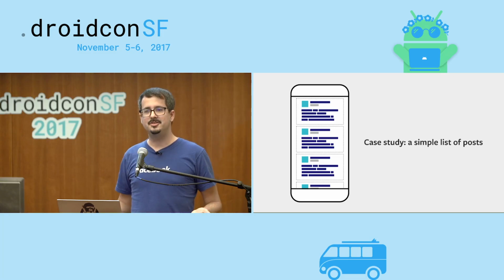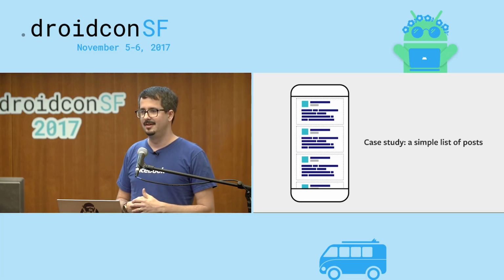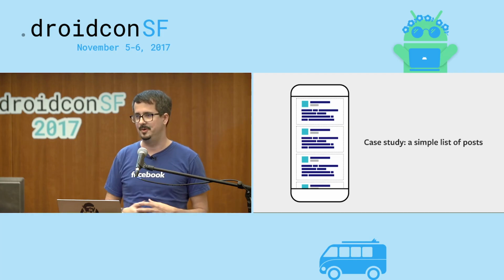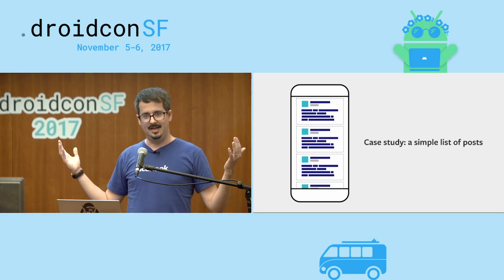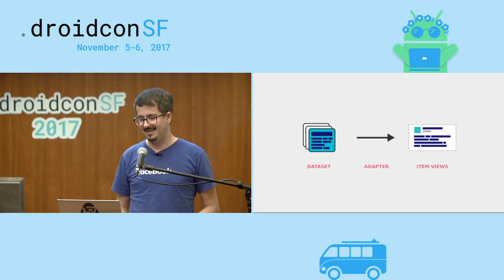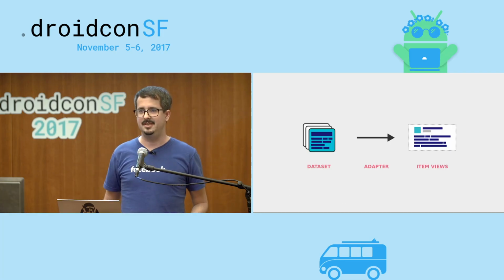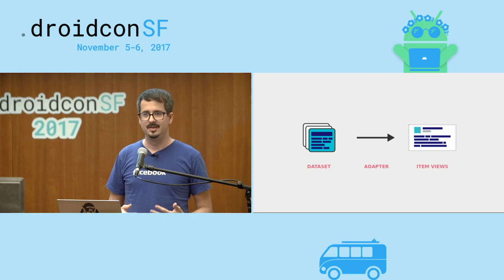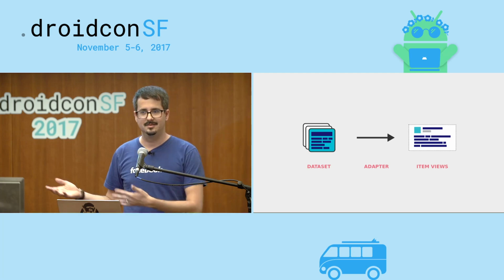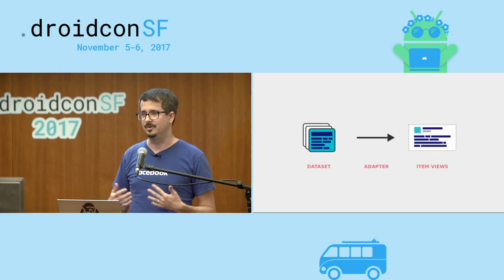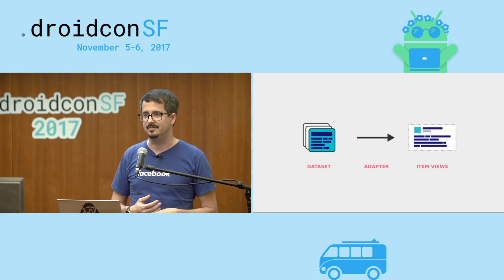So let's imagine that you got tasked to implement this very cool social app that shows a simple list of posts. And you look at it and okay, this is a classic case for a RecyclerView, right? You have this data set. It's probably going to be a list of data models you got from some endpoint on the server. You're going to create your adapter that connects that to the UI. And then you're going to implement the item views that define how each item is going to be displayed on screen.